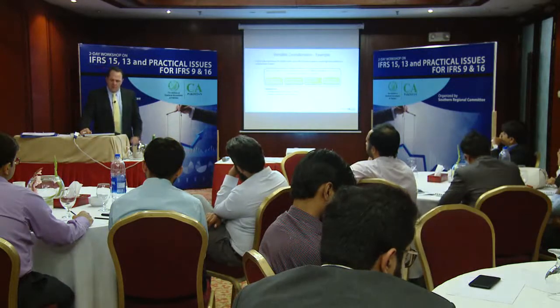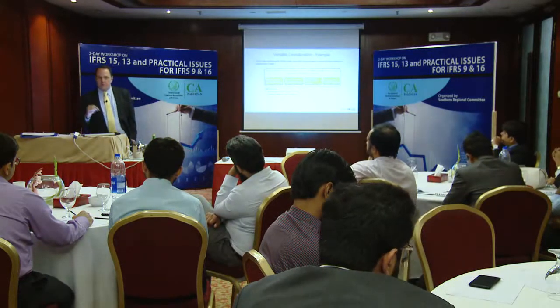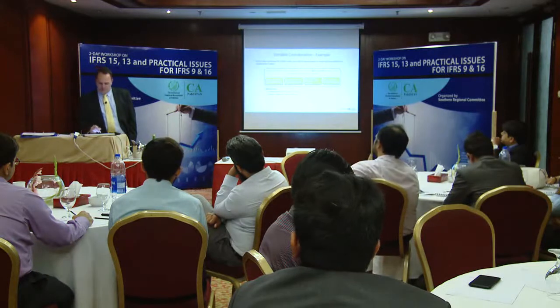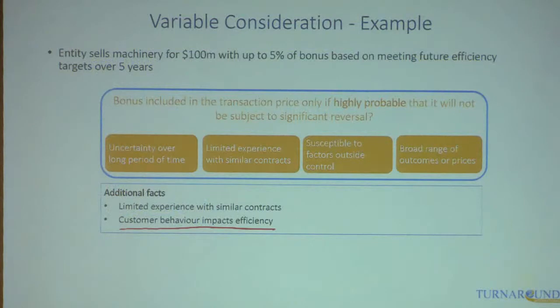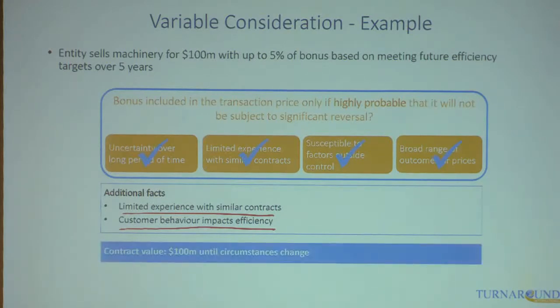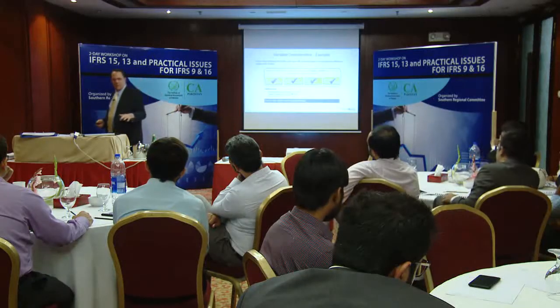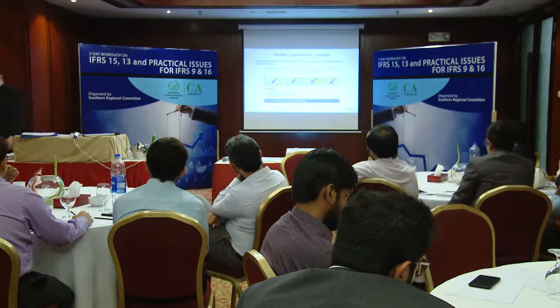Let's say, for example, that for the solar panels to work, the customer has to go up to the roof and take out the leaves. So if the customer behavior affects the bonus that you're going to get, then you don't book the bonus until it happens. Basically, if the factor is outside of your control, we don't consider that. Or if you have limited experience with this type of contract. So in this example here, you would book revenue of $100 million. And when you get the bonus, you book the bonus as it happens.